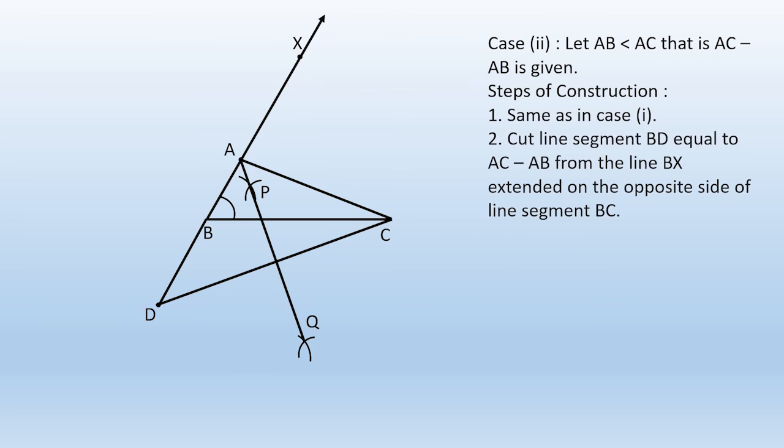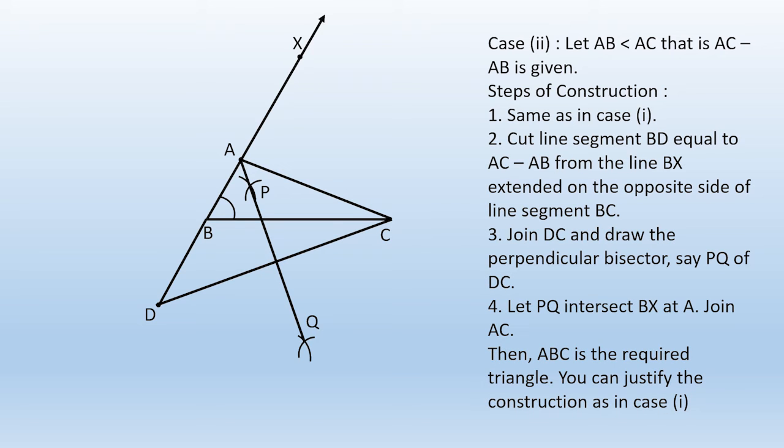Number 3. Then we have to join DC and draw the perpendicular bisector, say PQ of DC. Number 4. At last, let PQ intersect BX at A and then join AC. Thus, ABC is the required triangle. You can justify the construction as in case 1.